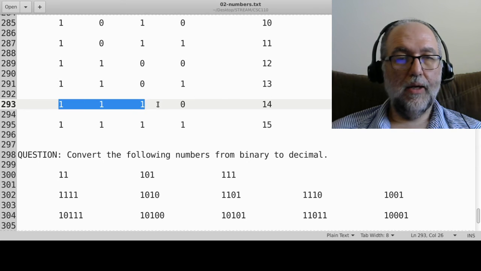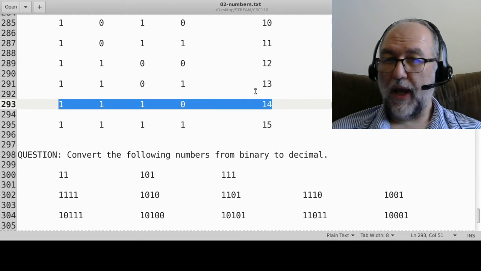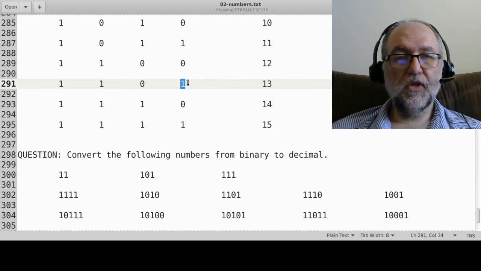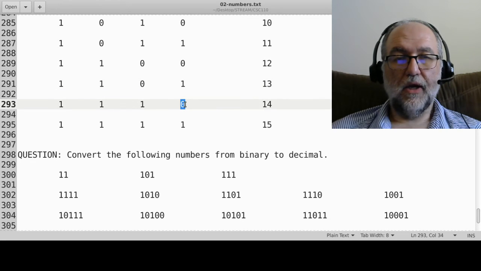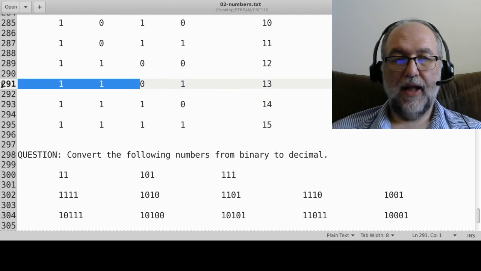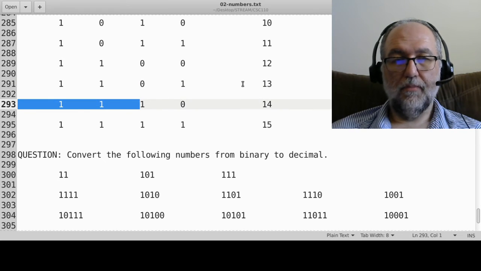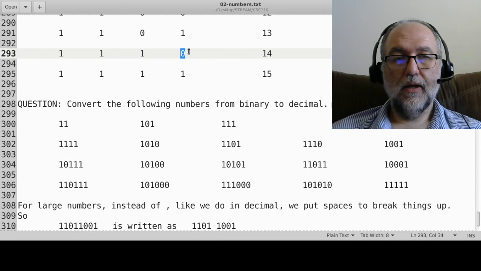1, 1, 1, 0 is 14. How did we get that? The 0, next number is cycle back to 0, bump the next number. 0 bumps to 1, and that's it. No more bumps after that. This part of the number and that part of the number are the same. So 1, 1, 1, 0 is 14.